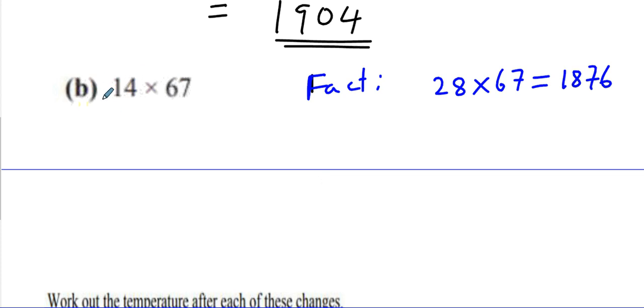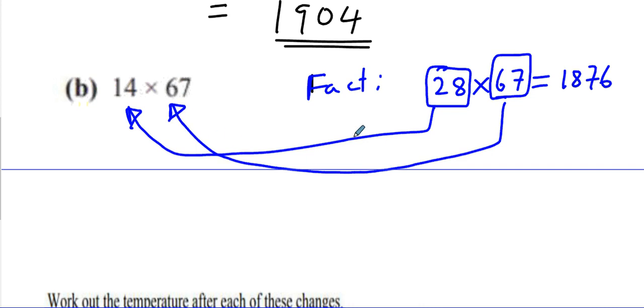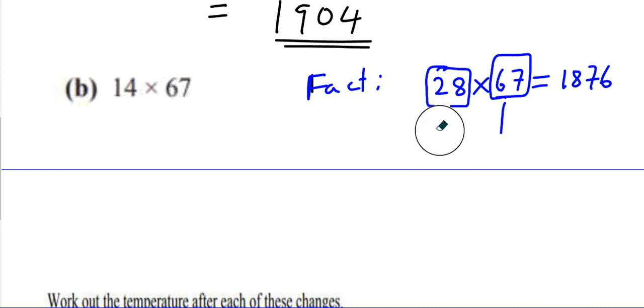Now, how do we do 14 times 67? Let us try to do comparison. We have 28 here, but the question is having 14. And we have 67 over here, and we have 67. So they are all correct except here.